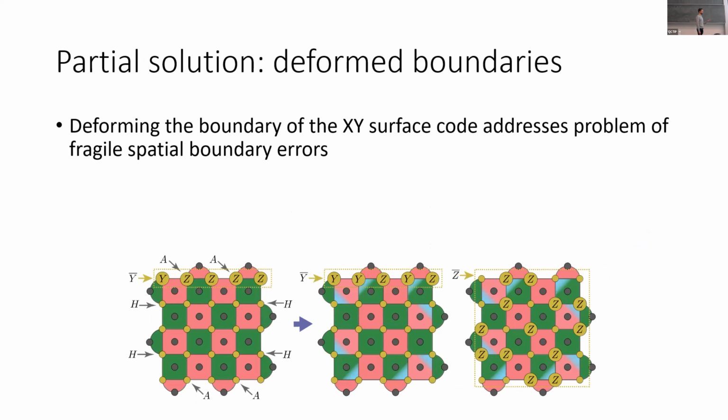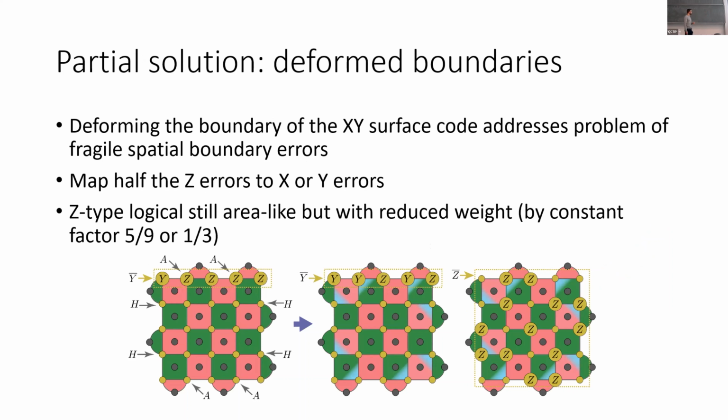A partial solution for deforming the boundaries. A partial solution to fixing these fragile spatial boundary errors is to deform the boundaries of the code, essentially mapping half of the Z errors onto X or Y errors. And we find that with this deformation, the Z-type logical is still area-like, but it has a reduced weight by a constant factor of 5/9 or a third. But it doesn't fix the fragile temporal boundary errors problem.